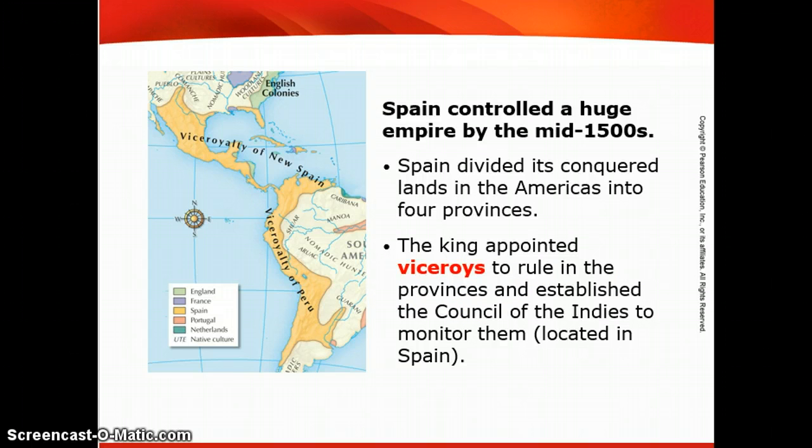Spain controlled a huge empire by the mid-1500s. Spain divided its conquered lands in the Americas into 4 provinces. The king appointed viceroys to rule in the provinces and established the Council of the Indies to monitor them, make sure no viceroy took on too much power. The Council of the Indies was located in Spain. This might not necessarily be a good idea, only because they might not know exactly what's happening in the colonies, and it will take a long time for information to get to and from the colonies to the mother country.